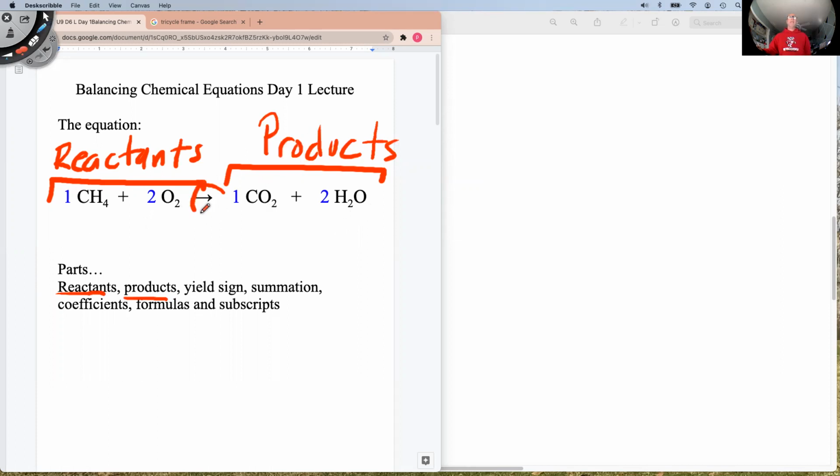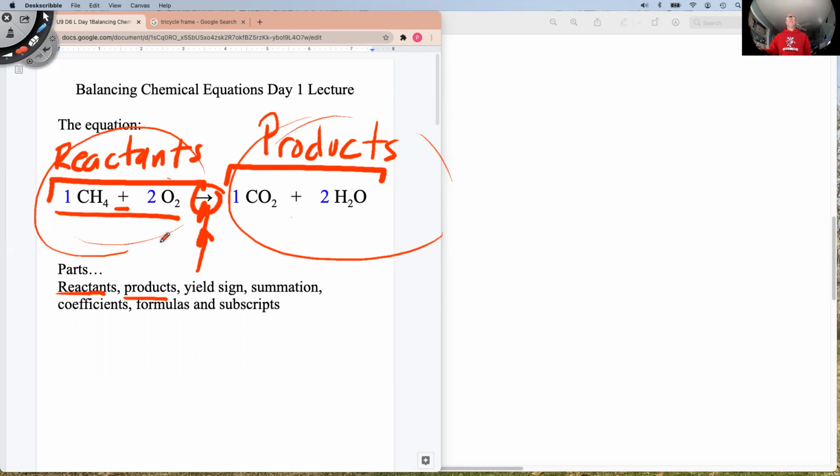This little sign in here is known as yield. So we might read this equation as CH4 reacts with oxygen to produce, or yield, carbon dioxide and water. That might be how I say this equation. So reactants are what we start with, products are what we end with. At the end, in a perfect reaction, the reactants are gone, and all you're left with is products. In a perfect reaction, you don't start with any products, you just start with reactants.